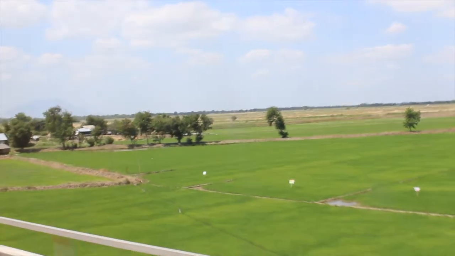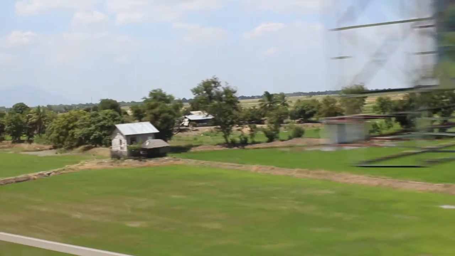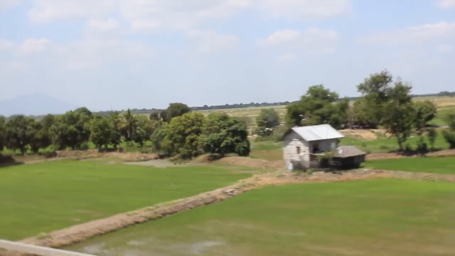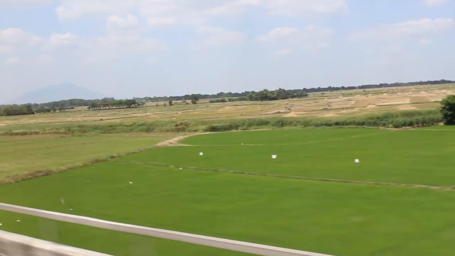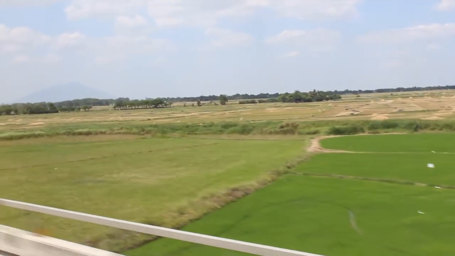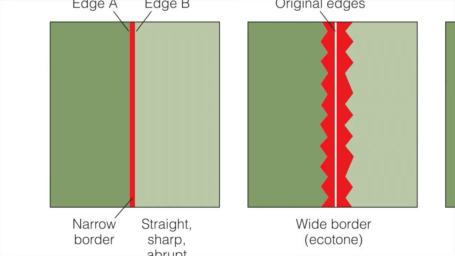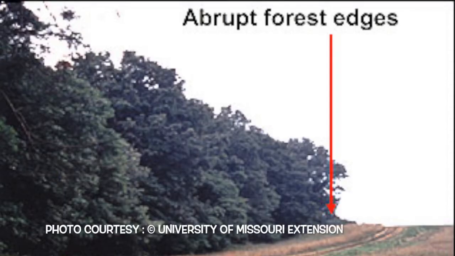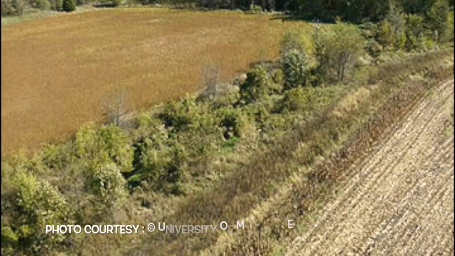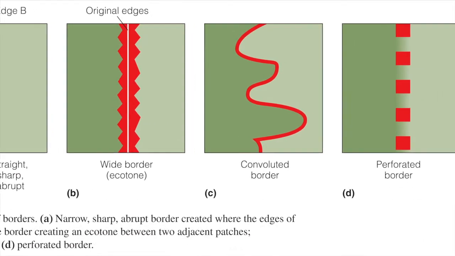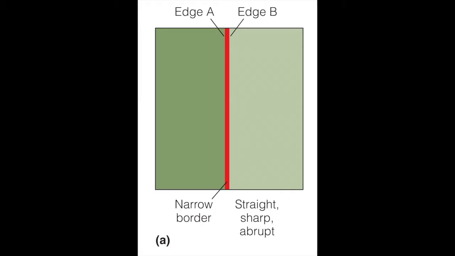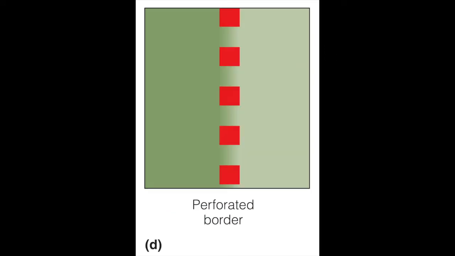The perimeter of each patch features edges or borders. Borders refer to the place where the edge of one patch meets the edge of another. There are different types of borders, such as narrow and abrupt. Another one would be wide border, which forms a transition called ecotone. Borders vary in length and may be straight, convoluted, or perforated.